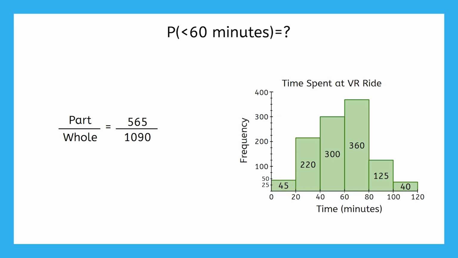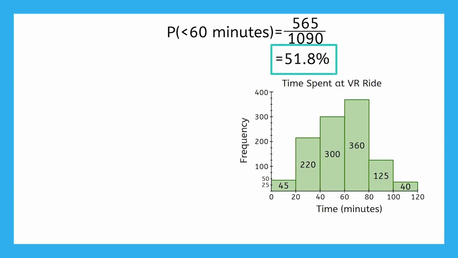So what is P of less than 60 minutes at the VR ride? Yeah, it's 565 over 1,090, or approximately 51.8%. I could keep my answer as a fraction, but writing my probability as a percentage like this will make it easier to compare the probabilities from these two histograms.